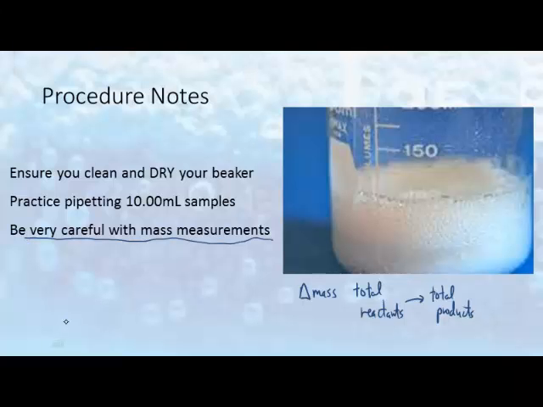So you'll be doing very careful mass measurements, so make sure you use the milligram scale balances and use the same balance each time. Practice pipetting 10 milliliter samples before you actually do your reactions for real to make sure you're doing that correctly. And make sure each time you clean and dry your beaker, and before each trial, measure the mass of the beaker beforehand, before you do your reaction.